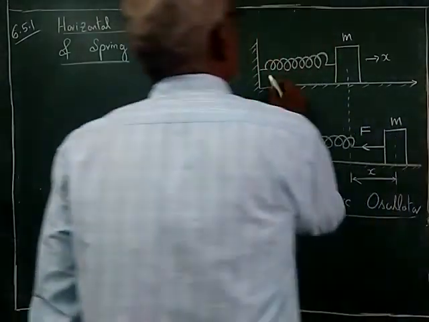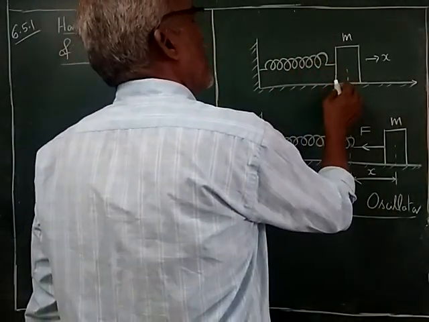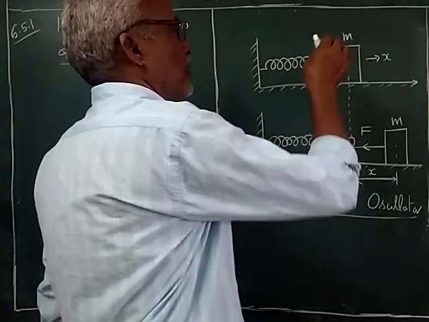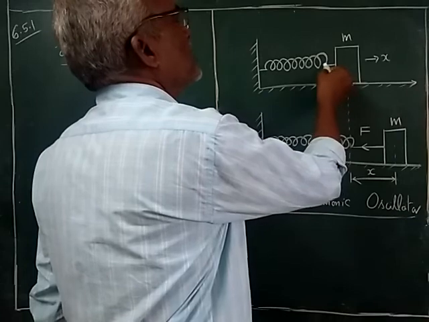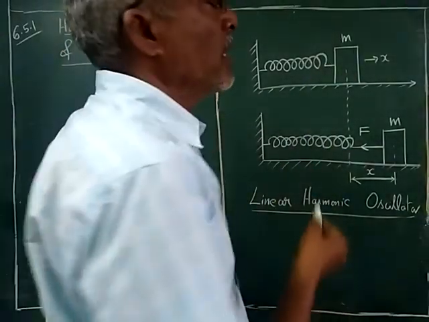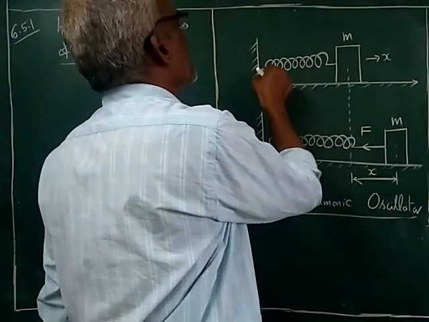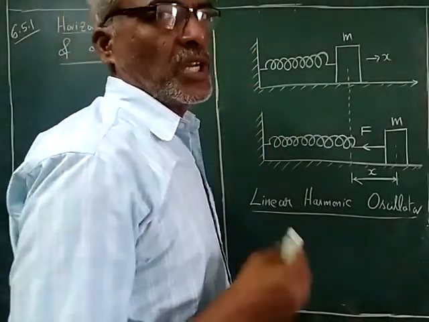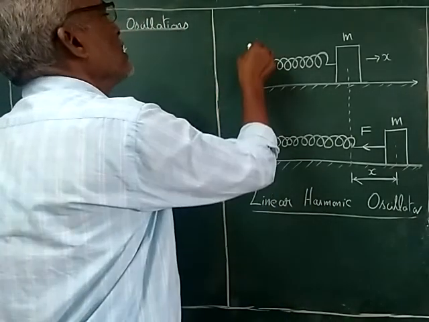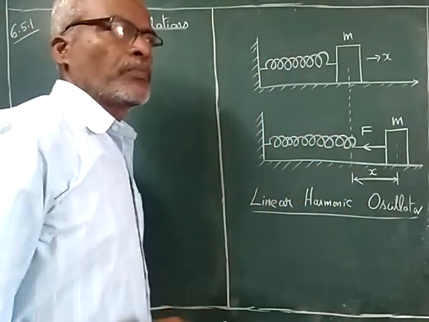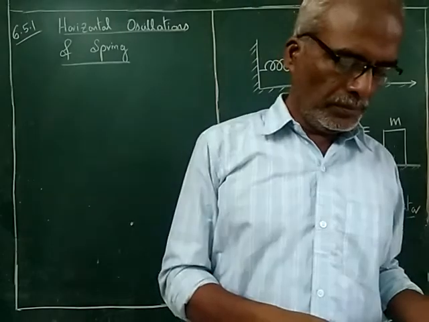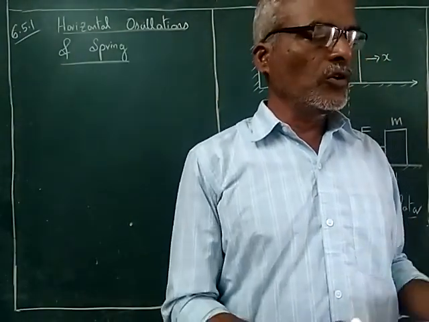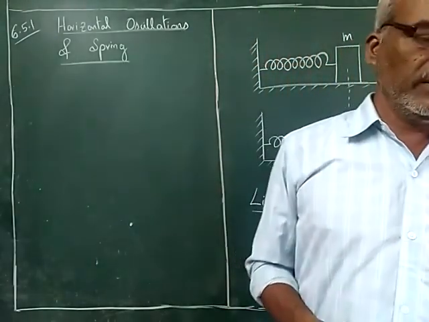So this is a spring. A solid object with mass m is connected to one end of the spring. Another end of the spring is connected to a fixed frame structure. That is, it will not move, and it is a fixed support. The body is placed on a smooth horizontal surface.